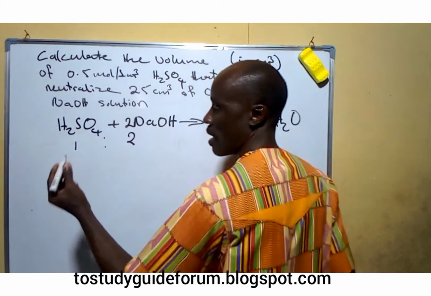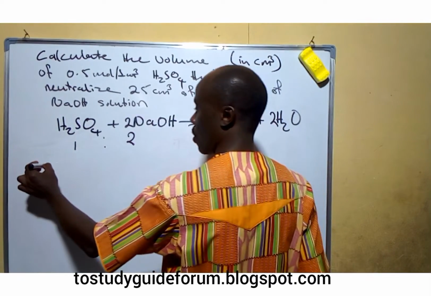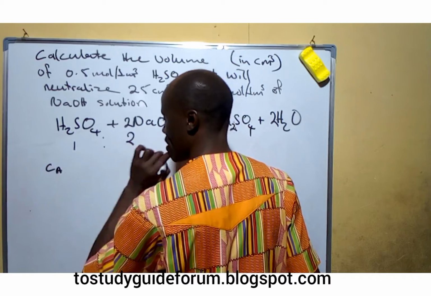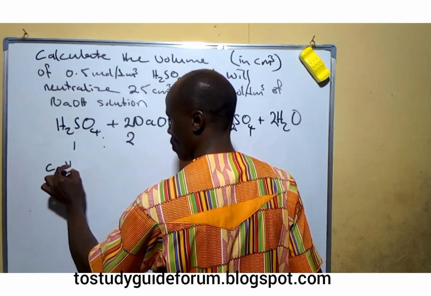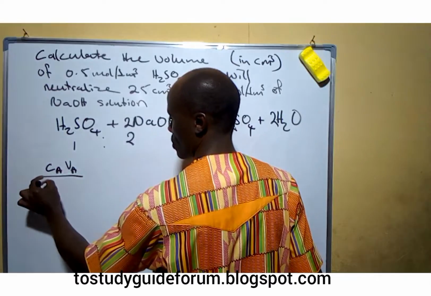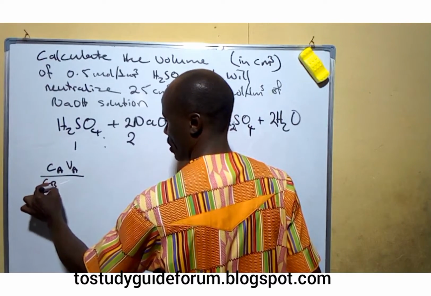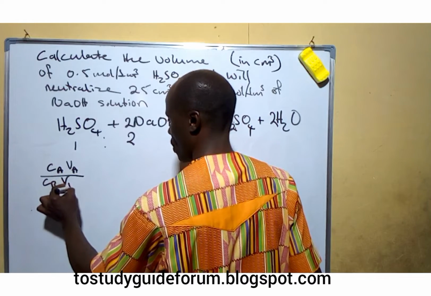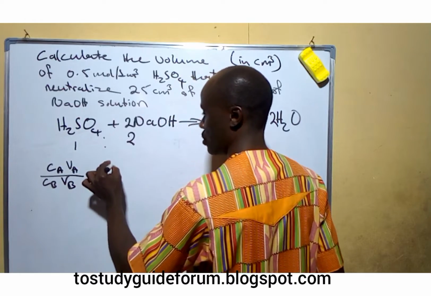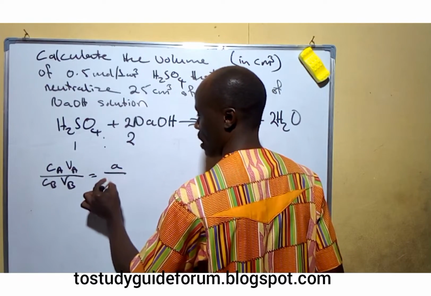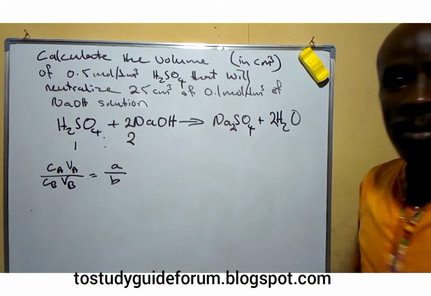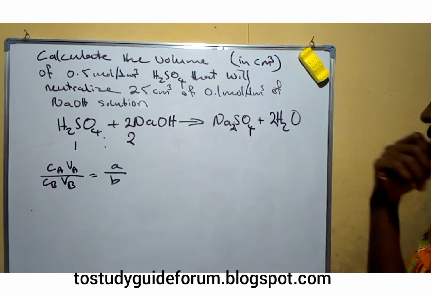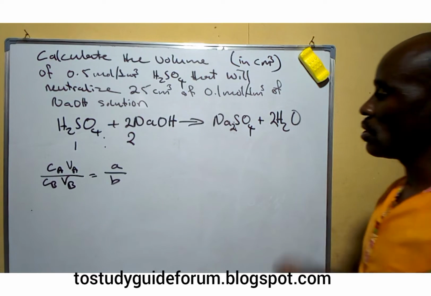There's a popular formula that we all know that states that concentration of the acid multiplied by the volume of the acid, divided by concentration of the base multiplied by volume of the base, will give us the ratio of the acid and the ratio of the base. So in this case now, we can use this to get our question solved.